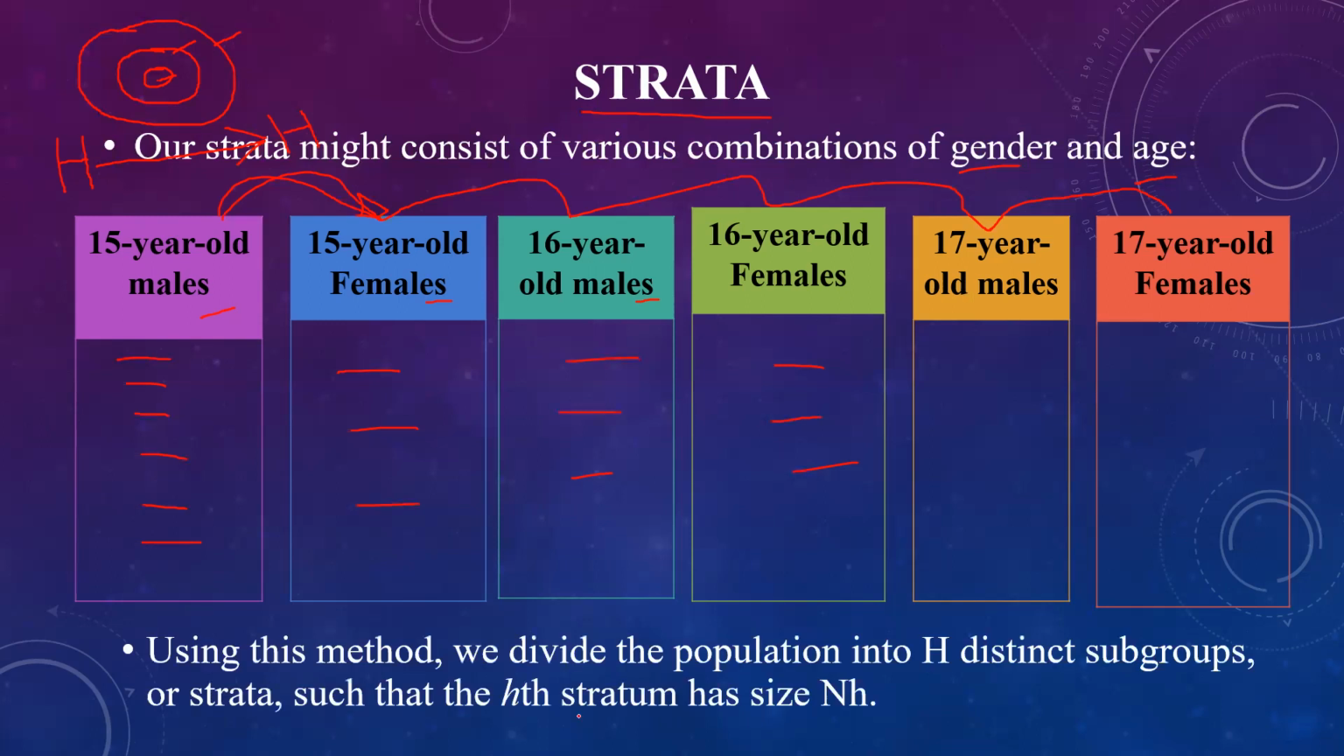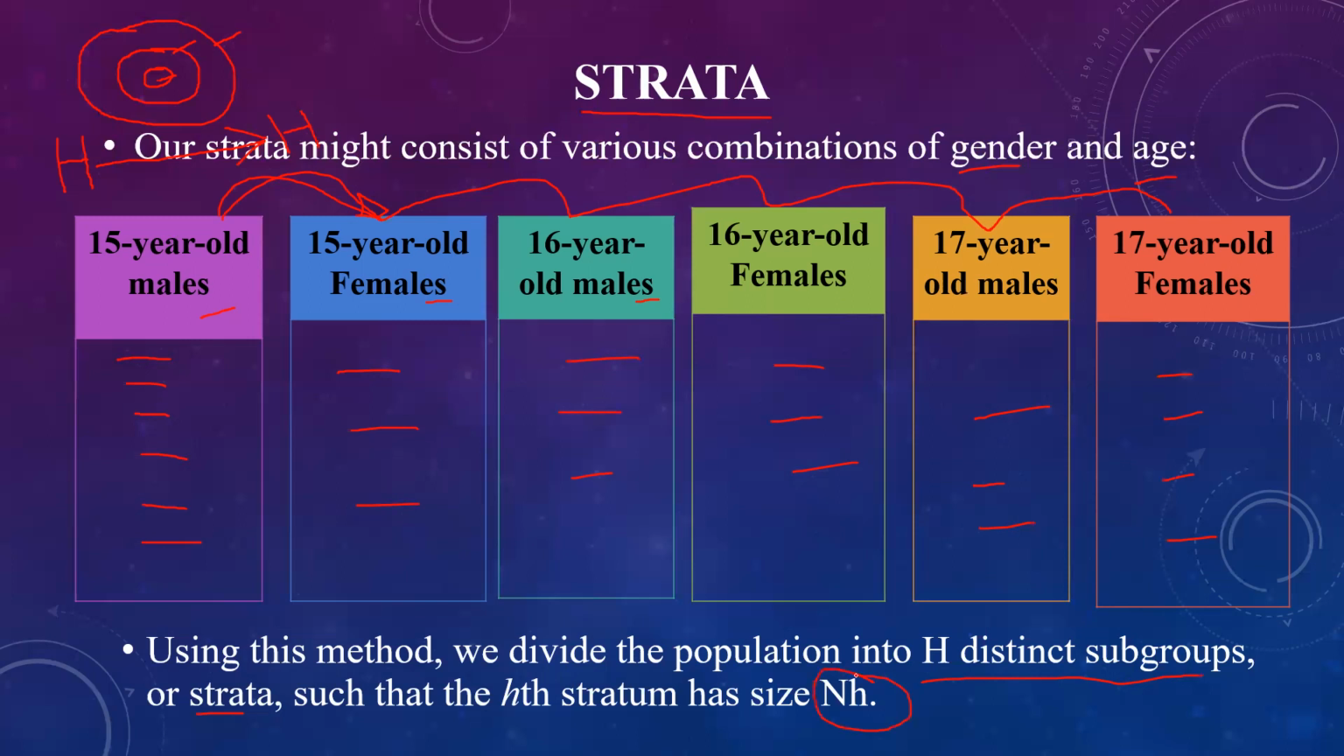Under this method, we divide the population into distinct subgroups, or strata, and each stratum has size N_h. N_h means each individual stratum: 1, 2, 3 up to H. We count all the population considering each individual stratum, so the sum of N_h is the total population we are talking about here.